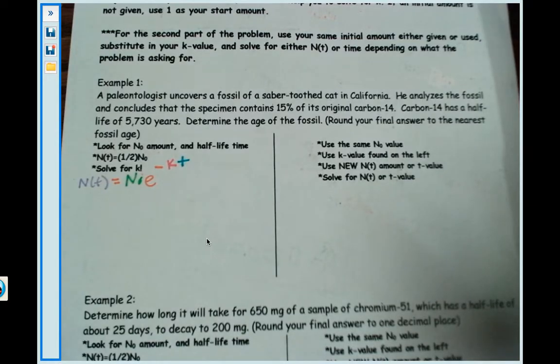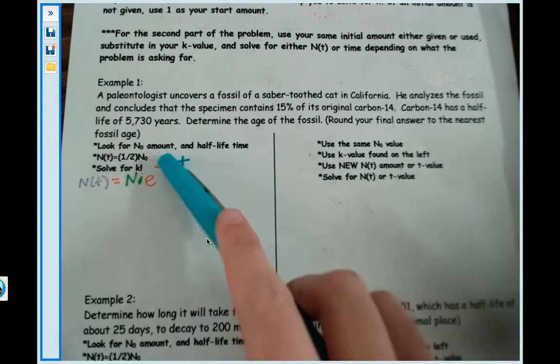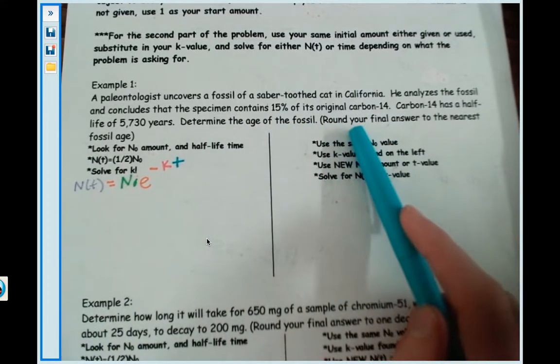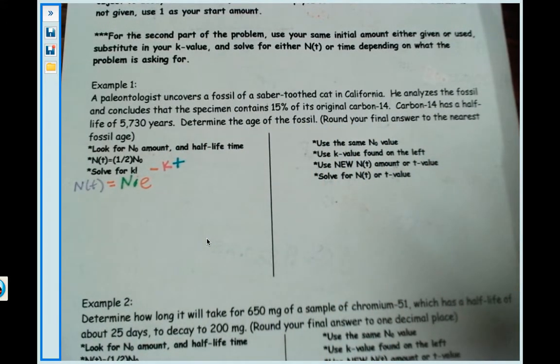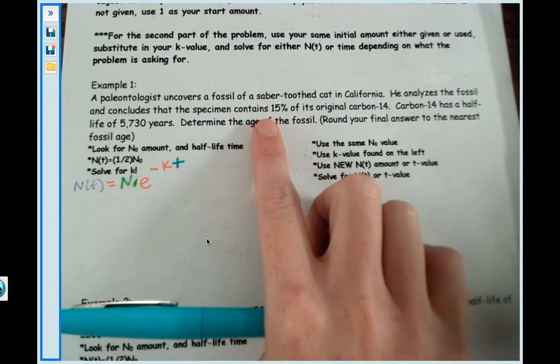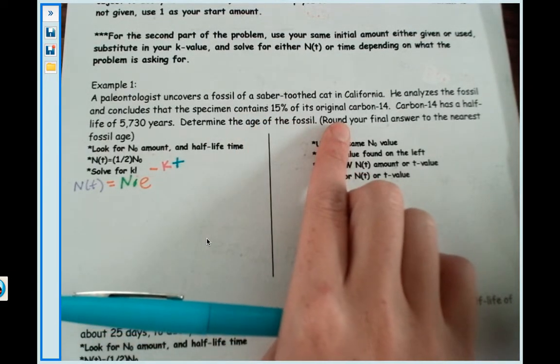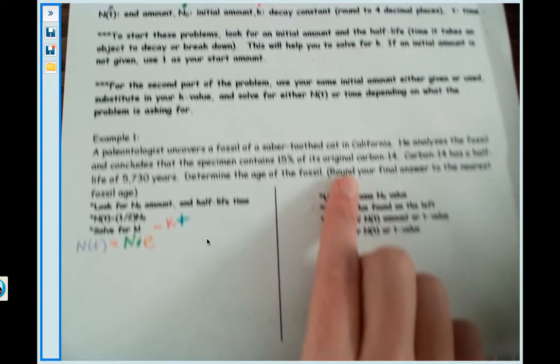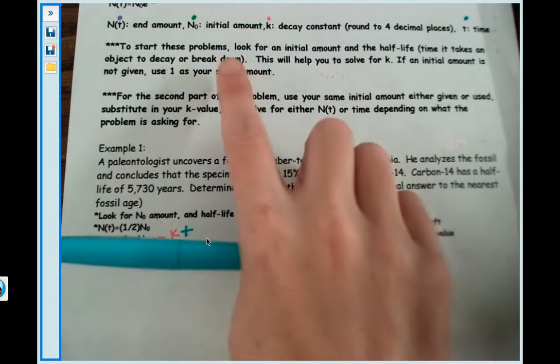Okay, so the first thing we're doing, we're looking for our n sub 0 or start amount. If I look through the problem, it doesn't tell me how much carbon-14 the fossil originally had. It does not tell us the start amount. When this fossil was discovered, it does not tell us how much carbon-14 was in the fossil. It does tell us that it contains 15% of its original carbon-14, but it doesn't actually tell us how much carbon-14 it has. So this is what we're looking up here.